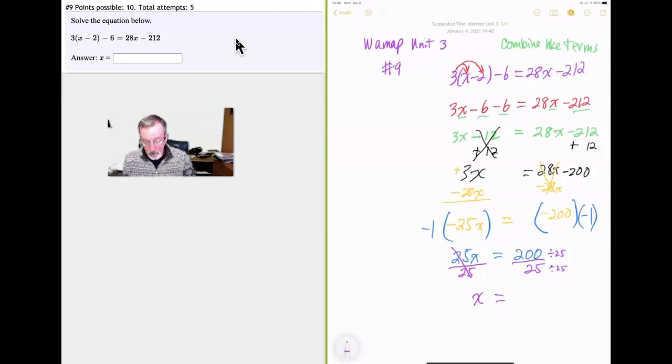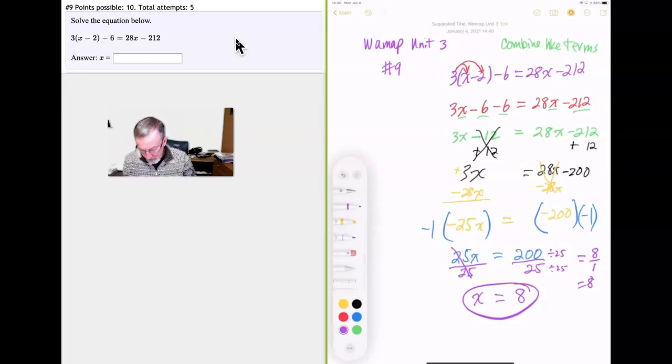So 200 divided by 25 is 8. 25 divided by itself is 1, and 8 over 1 is equal to 8. So this is our answer. x is equal to 8, and if you plug that x into this formula, the answer should be the same. Should I do that again? You can stop the video now if it's torture, but I'm going to give it a try.